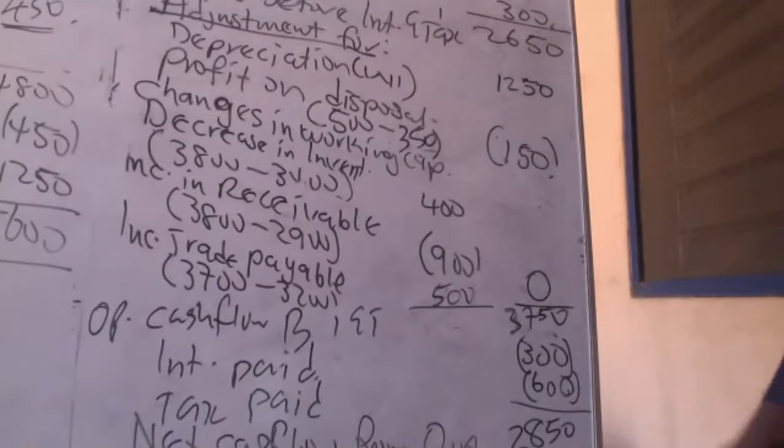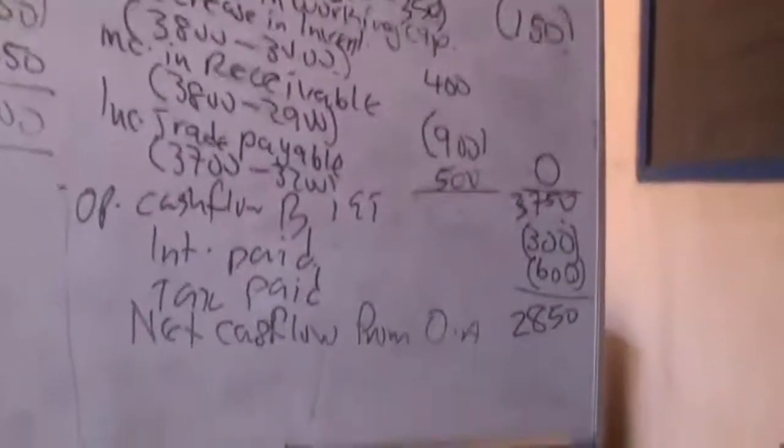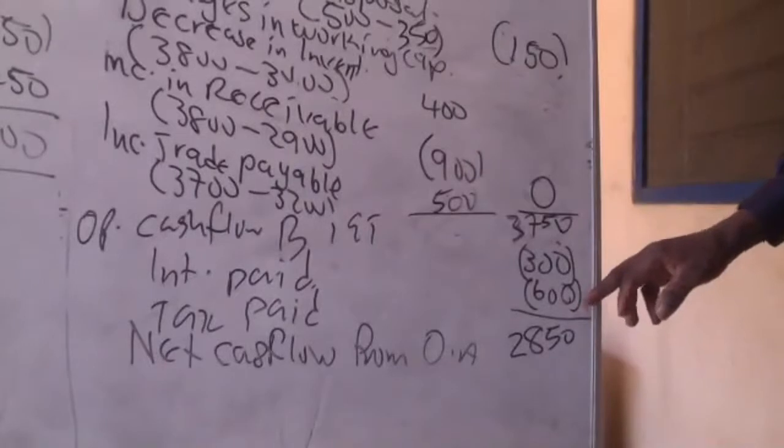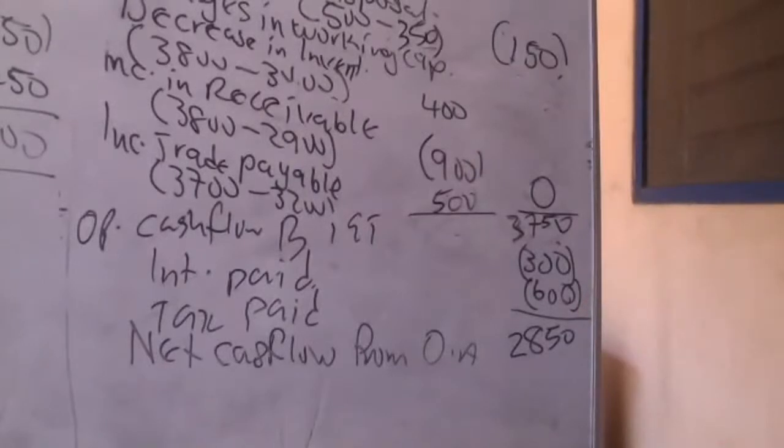With the tax paid. Okay, the tax paid is 600. That one is down. The tax paid is 600. So good. Now let me clean it and then let's proceed.